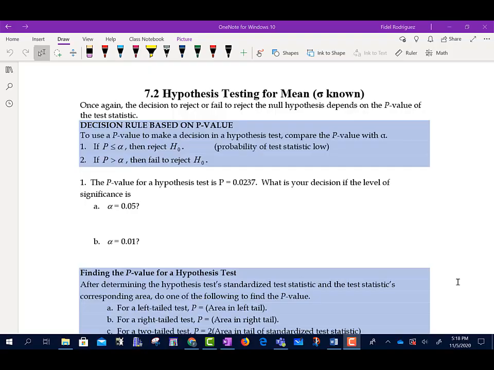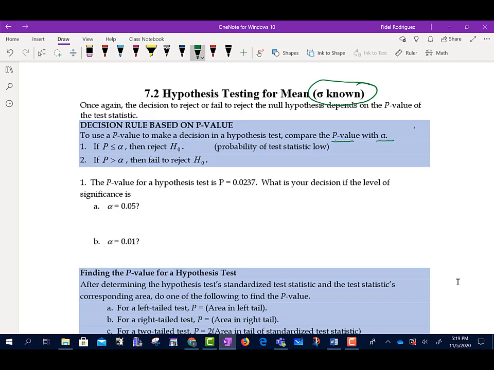Section 7.2 talks about hypothesis testing for a mean when we know the population standard deviation, when we know sigma. It says, once again, the decision to reject or fail to reject the null hypothesis depends on the p-value of the test statistic. So, decision based on the p-value. We're to use a p-value to make a decision in a hypothesis test. We're going to compare the p-value with the value for alpha.